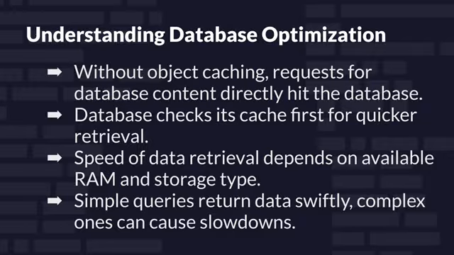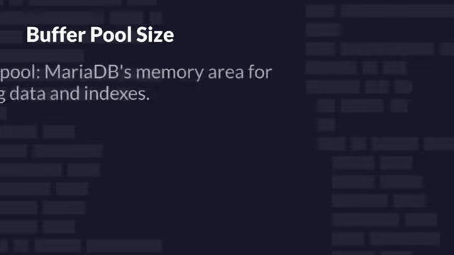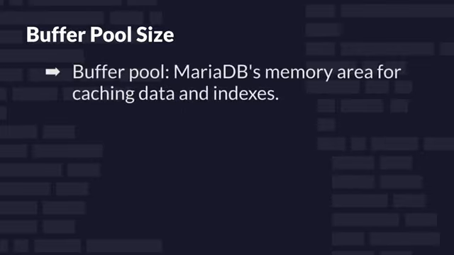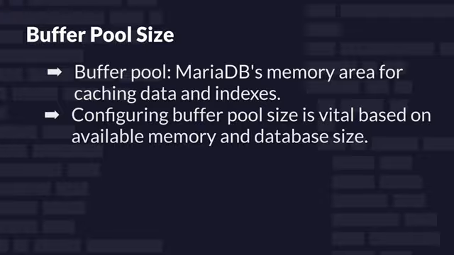Several tuning techniques can improve performance. You can set the buffer pool size. The buffer pool is the area of memory that MariaDB uses to cache data and indexes. It's important to configure the buffer pool size appropriately based on the amount of available memory and the size of the database. The buffer pool size can be controlled using the innodb_buffer_pool_size variable. You can start with 128 or 256 megabytes depending on the total available RAM on your server.